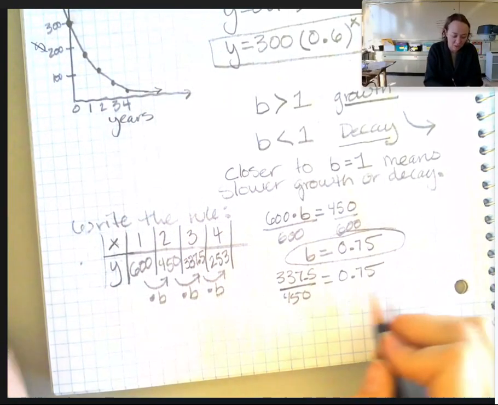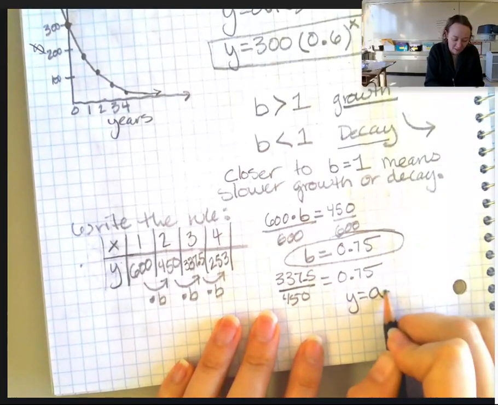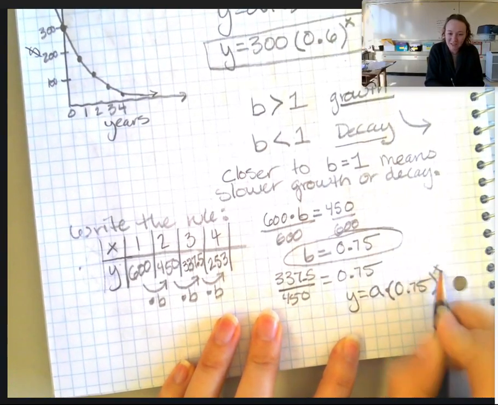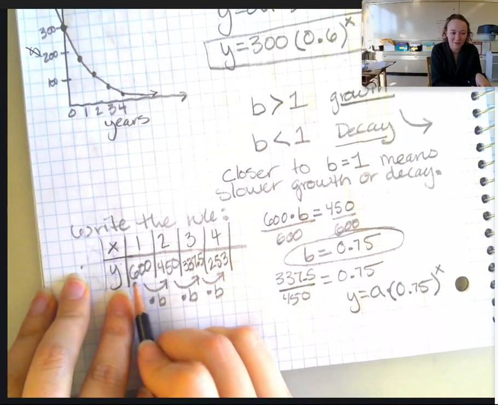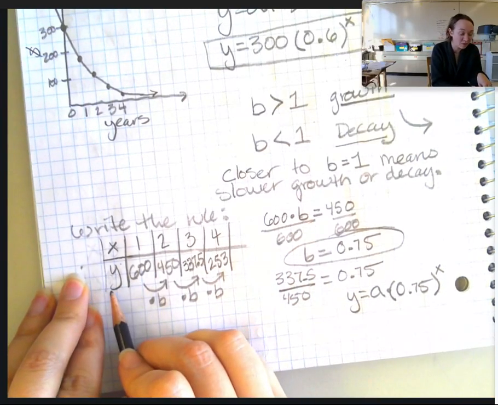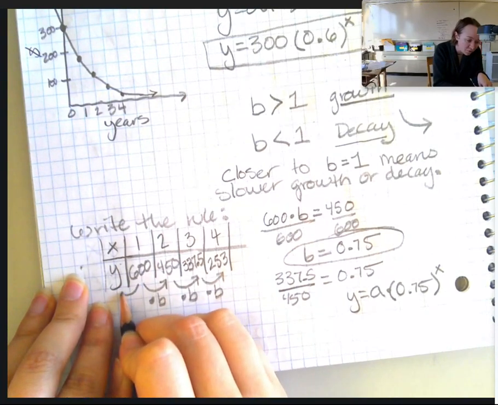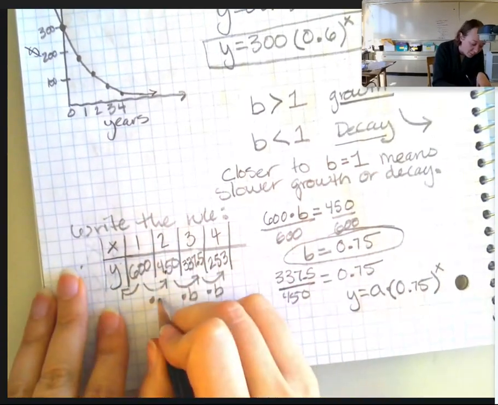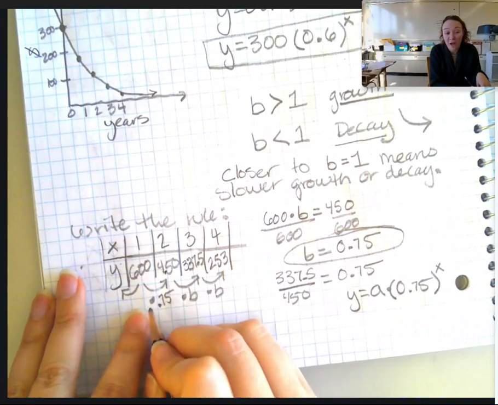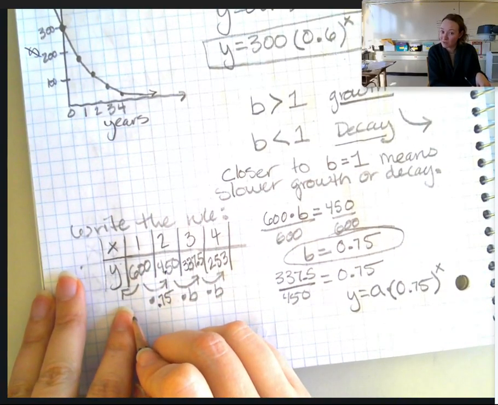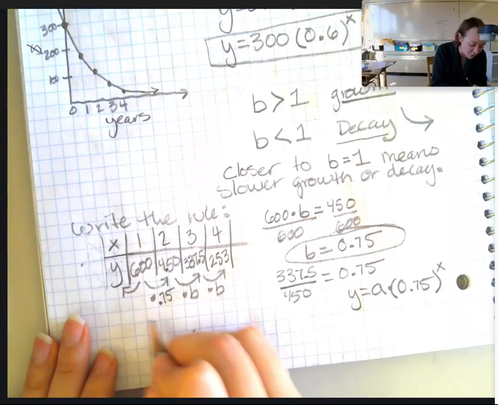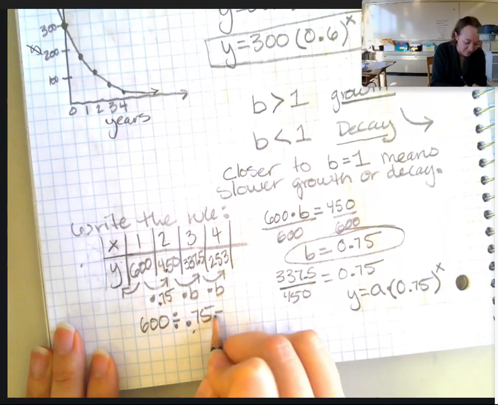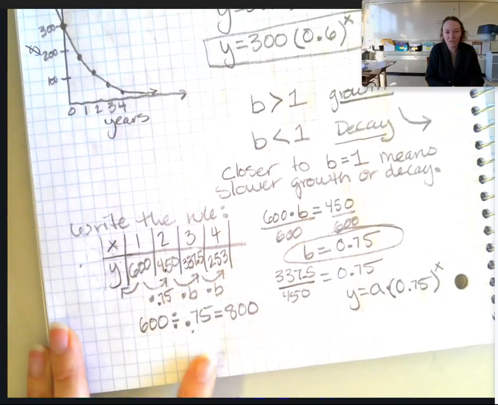So that means my equation is going to be y equals a times 0.75 to the power of x, but I need to know what a is. I don't have it here, but I could go backwards, right? I know that if going forwards, I'm multiplying by 0.75, then going backwards, I could divide by 0.75 to get what I want. So 600 divided by 0.75. And when I do that, I get 800.